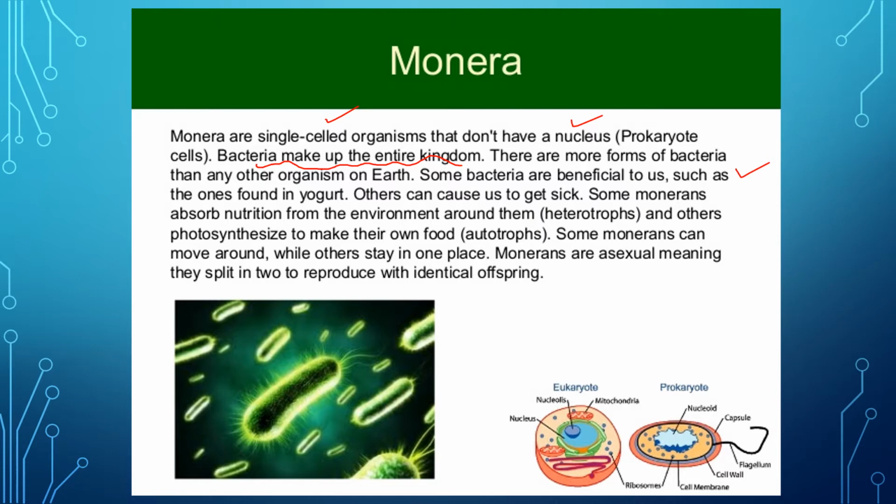Some monerans absorb nutrition from the environment and are called heterotrophs. Some can photosynthesize on their own, which means they can prepare their own food, and they're called autotrophs. Some monerans can move around while others stay in one place. Monerans are asexual, meaning they split into two, reproducing identical offspring.